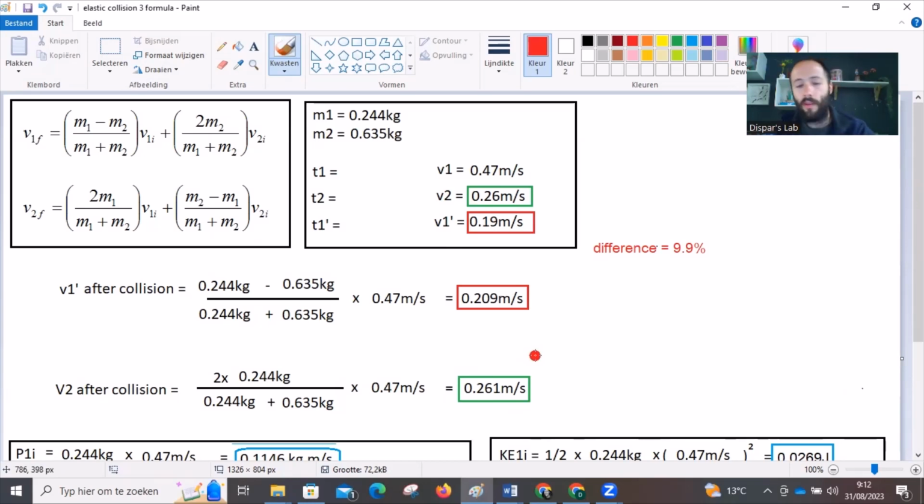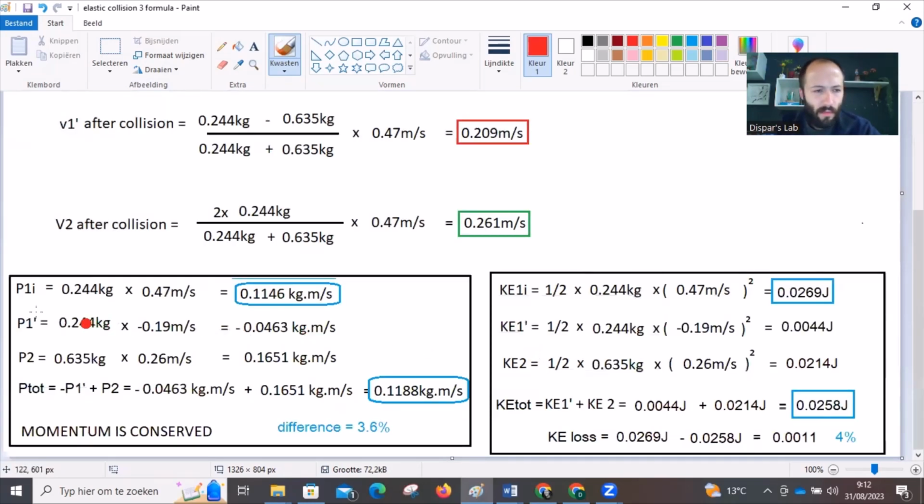Okay, so now the conservation of momentum. The total amount of momentum before collision is 0.1146 kilograms meters per second. Then the momentum of part 1 after collision, we treat it as a vector, so it becomes negative since it goes in the opposite direction. So we get minus 0.0463, and then the momentum of part 2 after collision is plus 0.1651. If we add those together, we get 0.1188.